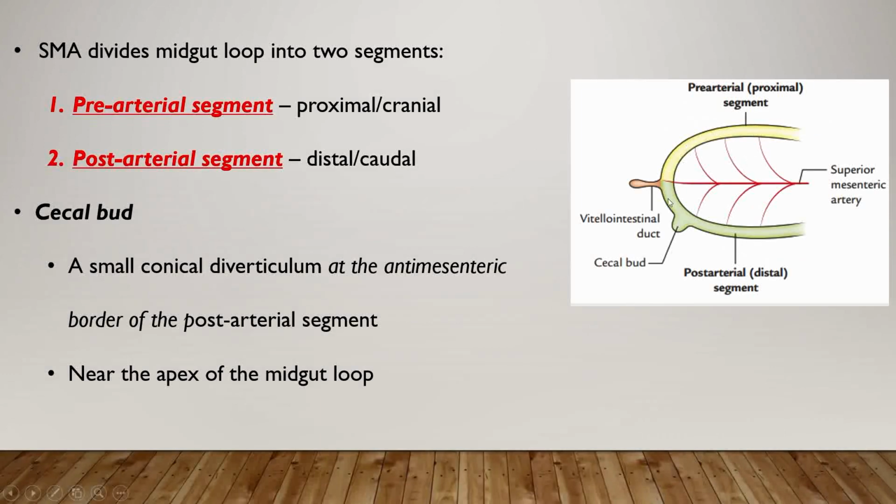Now if we see here, this is the midgut, and because of this superior mesenteric artery it is divided into pre-arterial segment which lies proximal or cranial and post-arterial segment which lies distal or caudal. Then there is a cecal bud which is present on the post-arterial segment. It is a small conical diverticulum at the anti-mesenteric border, because this is the mesenteric border where the mesentery is attached. So this is anti-mesenteric border of the post-arterial segment of midgut. So here this cecal bud, in future it is going to form the cecum and appendix.